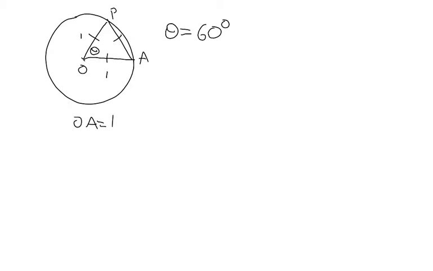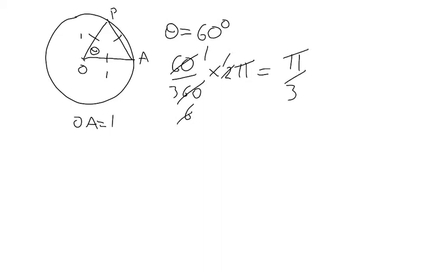Now, if theta's 60 degrees and we're trying to put this into radians, well then it's 60 over 360 times 2 pi. That is equal to 1/6, so that's equal to pi on 3, because of 2, that's 1, 3. So the distance is pi on 3.